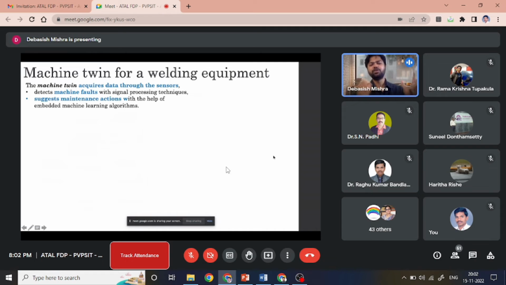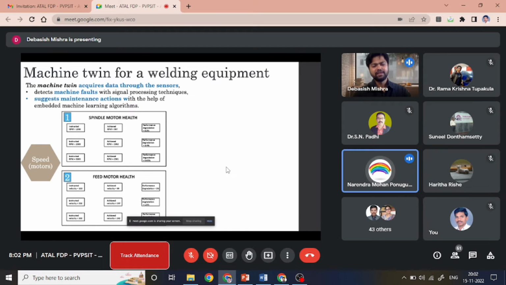So the machine twin, as I've told, is taking care of the health of the machine. This machine twin acquired the sensor data in real time and was detecting the faults in the machine itself with the help of signal processing techniques. It was also suggesting the maintenance action, as I told, as a part of its feedback. So this was the prescription done by the twin for keeping track of the machine and also keeping it healthy, or at least not degrading it at a very high rate.